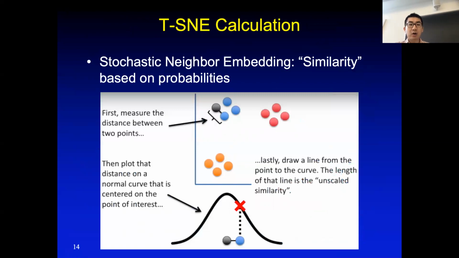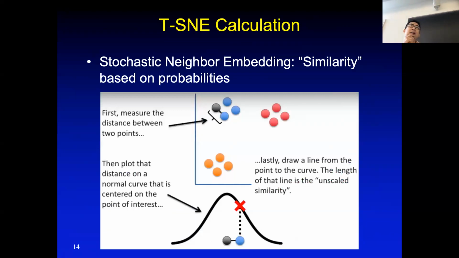Let's first talk about the stochastic neighbor embedding, the SNE part. It is a method to evaluate the similarity of points based on probabilities. For a specific point, like the black point in the plot, we can calculate the distance of all other points to this black point, and we can rank these distances to form a distribution, like the bottom figure. The close points are in the middle, and the far away points are in the tails of this distribution. Then we use the height of these points on the distribution curve as the similarities.